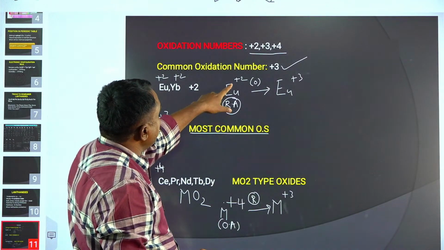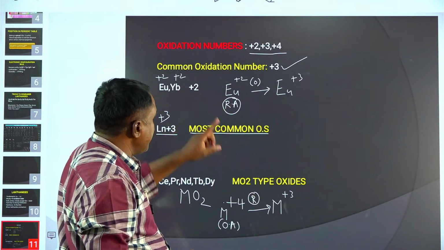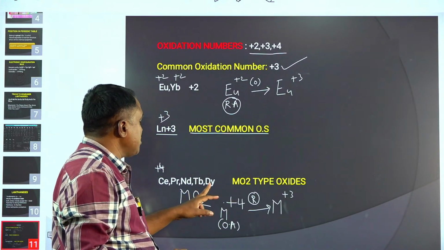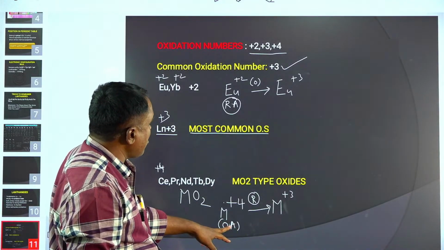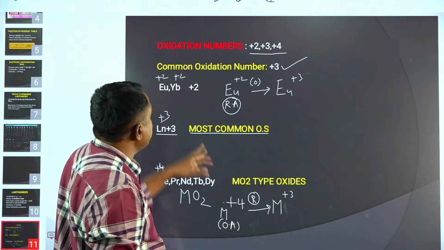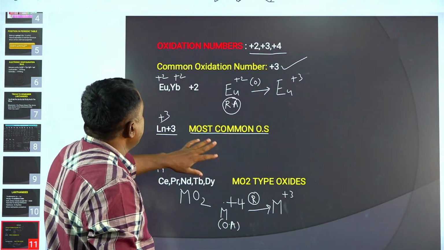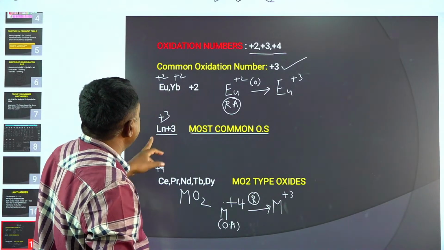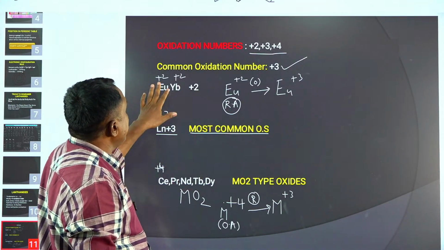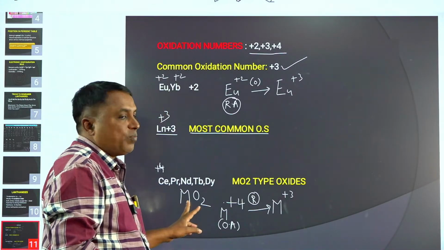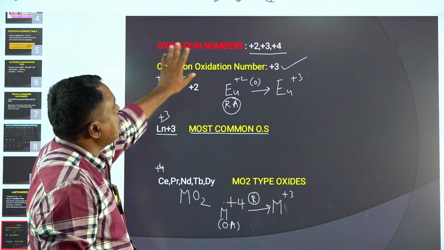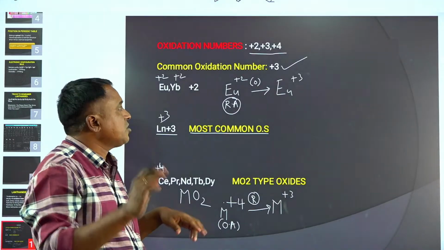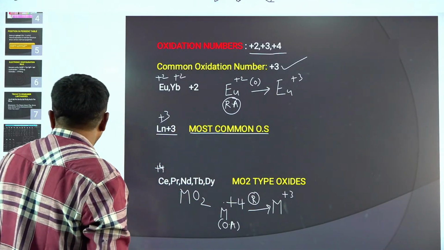So europium plus 2 and ytterbium plus 2 are acting as reducing agents, and cerium plus 4, praseodymium plus 4, neodymium plus 4, terbium plus 4 are acting as what? Oxidizing agents, because they are involved in reductions, while these are involved in oxidations. So the most common oxidation state is plus 3. Plus 3 is the most common oxidation state, and this is the plus 2 oxidation state, and this is the plus 4 oxidation state. Generally these lanthanides exhibit plus 2, plus 3 and plus 4, but the most common is plus 3 because of stability.